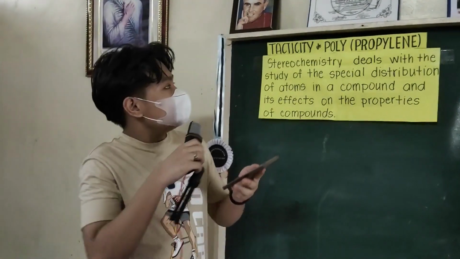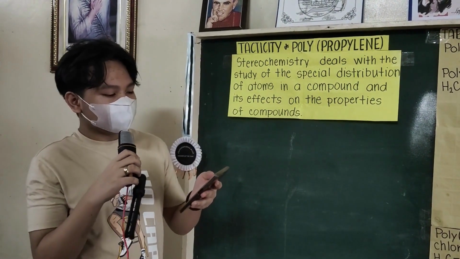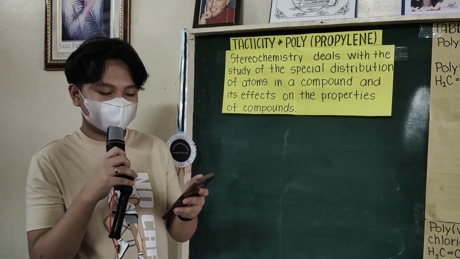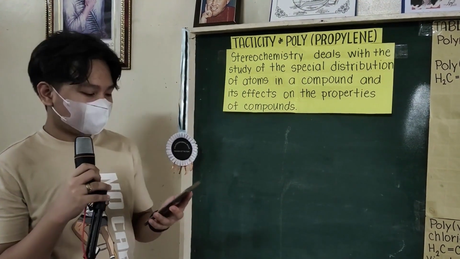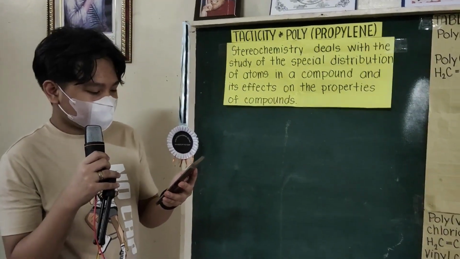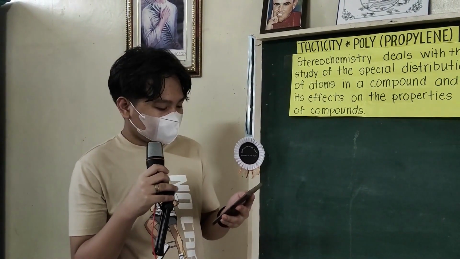So our next topic for today is the tacticity of polypropylene. To start us off, stereochemistry deals with the study of the spatial distribution of atoms in a compound and its effects on the properties of the compounds. Because of the nature of covalent bonds, different groups in a given molecule can have different orientations in space.